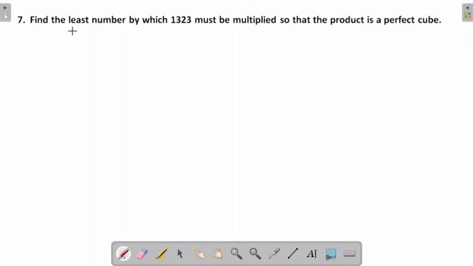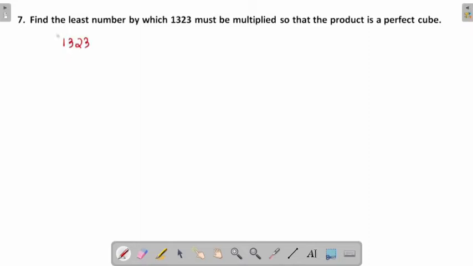Let's have another question, a very easy question here. The question says, find the least number by which this number must be multiplied so that the product is a perfect cube. We have already seen this kind of problem in square roots, so this is going to be an easy problem for you. The given number is 1323.